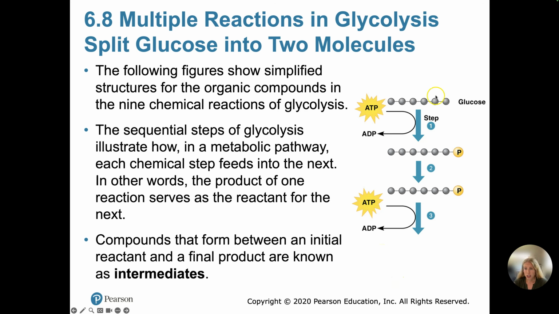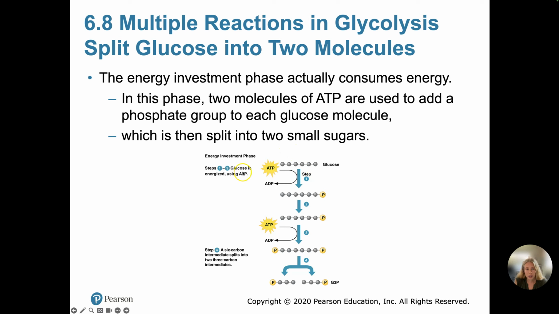We can split glycolysis into two phases. The first phase is the energy investment phase. The energy investment phase actually consumes energy, so ATP is used in this phase. 2 molecules of ATP are used to add a phosphate group to each glucose molecule. So right here we have steps 1 through 3. Glucose is energized using ATP. Glucose is then split into 2 small sugars, which happens down here.